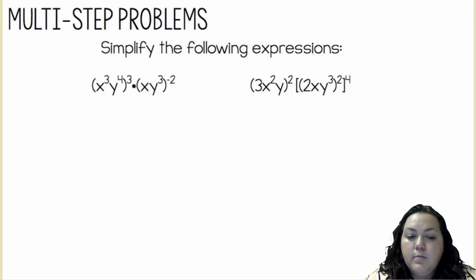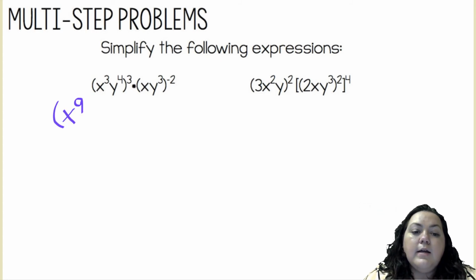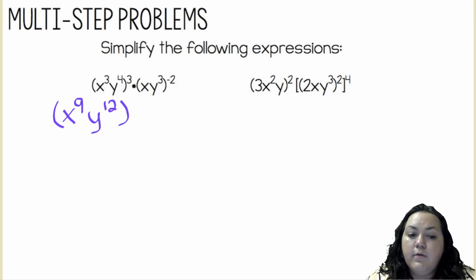So I'm going to do one piece at a time. So I have x to the third, raised to the third. I multiply, 3 times 3 is 9. Y to the fourth, raised to the third, power to a power, I multiply, 4 times 3 is 12.